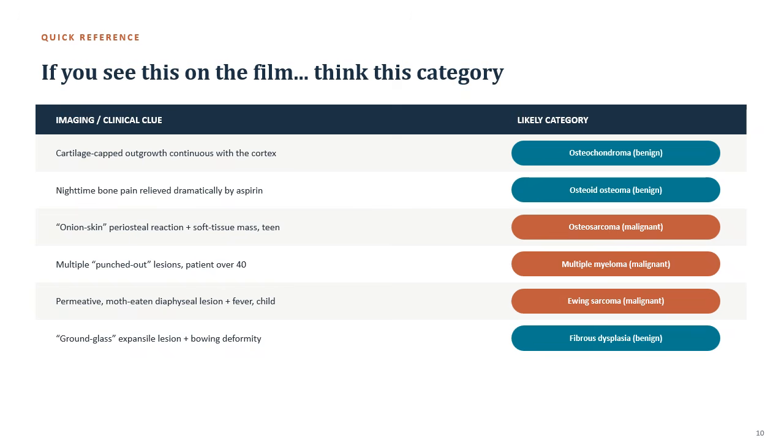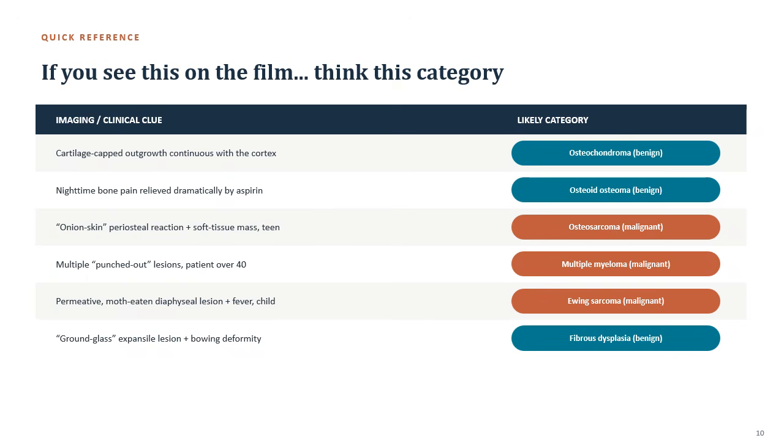All right, as with all of our chapters that we've gone through so far, here's our quick little cheat sheet. This is to basically put some of the tumors into the bucket of being benign or malignant. So the first category that we looked at is your osteochondroma. It was considered to be benign. For appearance, it has a cartilage capped outgrowth, continuous with the cortex.